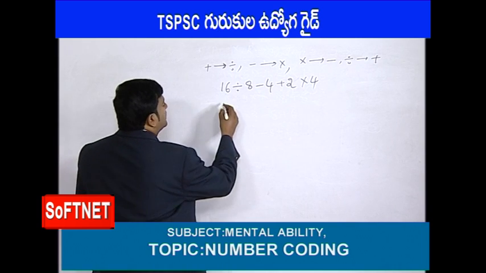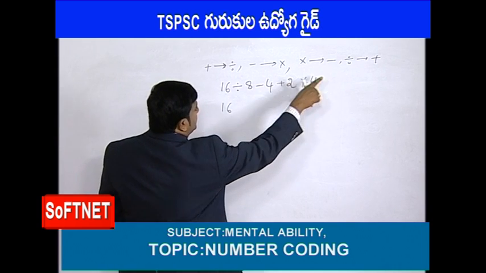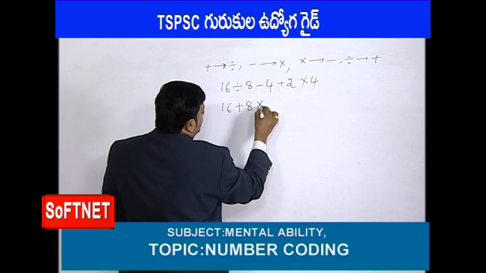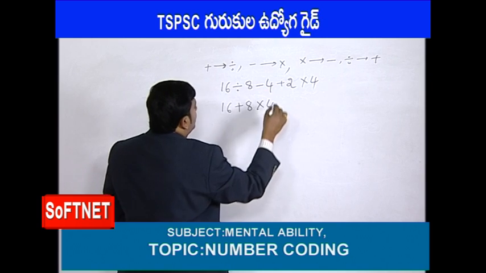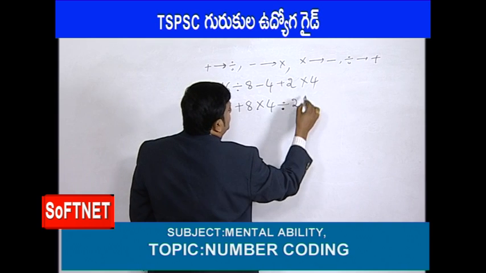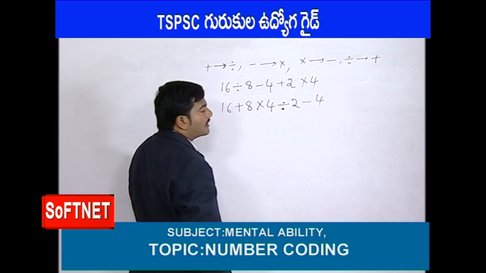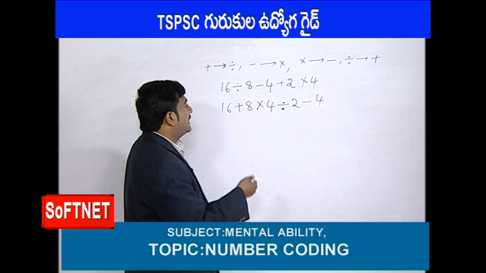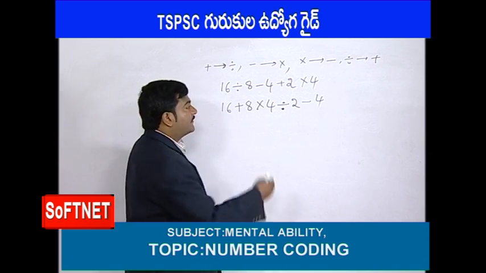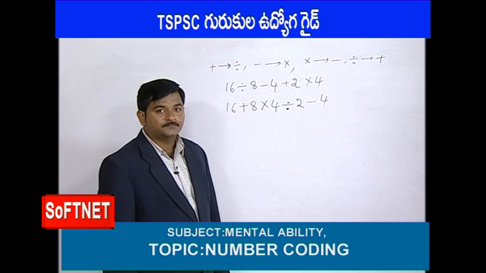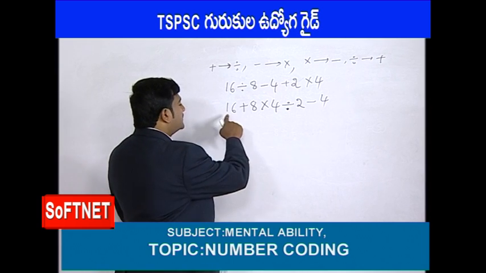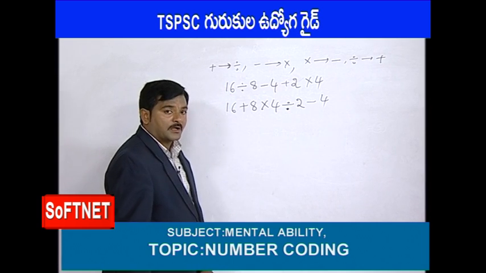So what does it mean? 16 is as usual. Divided by means what he mentioned? Plus 8. Minus means what? Into 4. Plus means what? Divided by. Okay. And finally into means what? Into means minus 4. Okay. I took the corresponding codes: divided by means plus, minus means into, plus means divided by, and finally into means minus. You have to apply the BODMAS rule concept for this step, not for the previous step. Okay. I hope you understood.